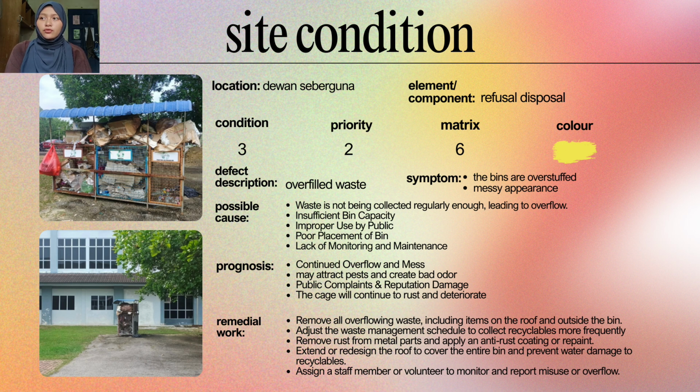Remedial work: remove all overflowing waste, including items on the roof and outside the bin. Adjust the waste management schedule to collect recyclables more frequently. Remove rust from the metal parts and apply an anti-rust coating or repaint. Extend or redesign the roof to cover the entire bin and prevent water damage to recyclables. And lastly, assign a staff member or volunteer to monitor and report misuse or overflow.